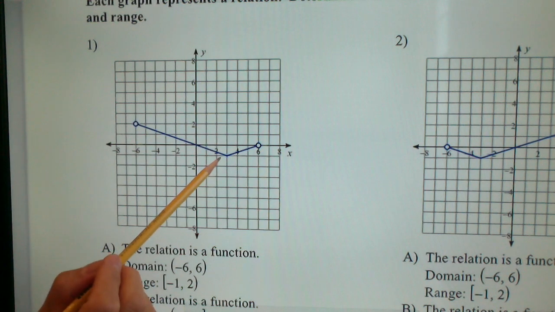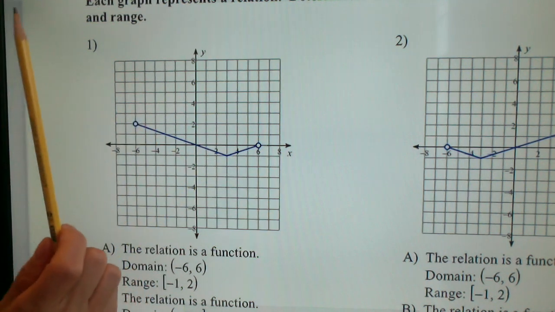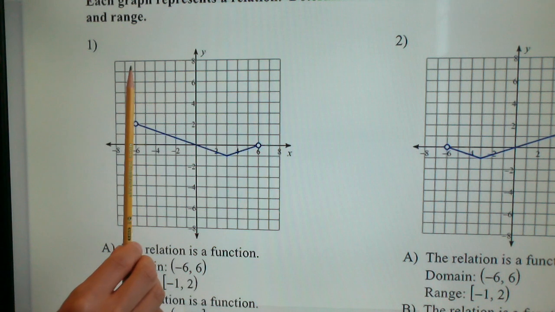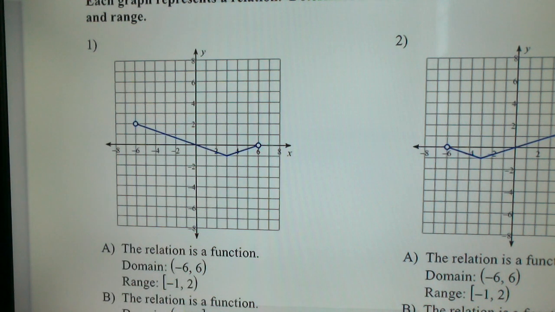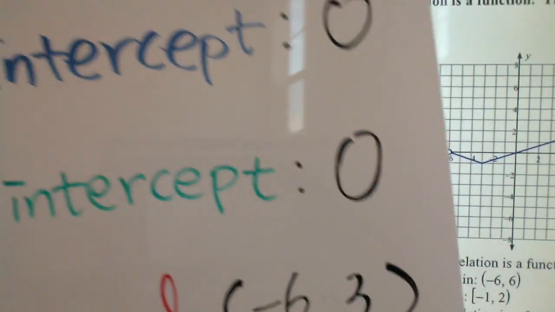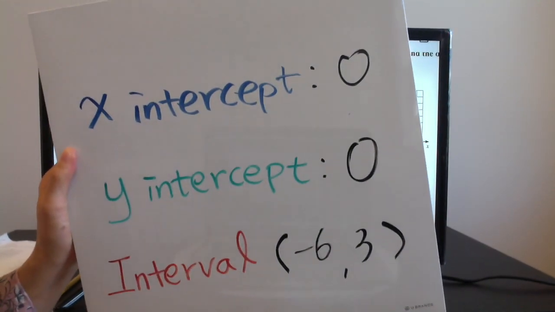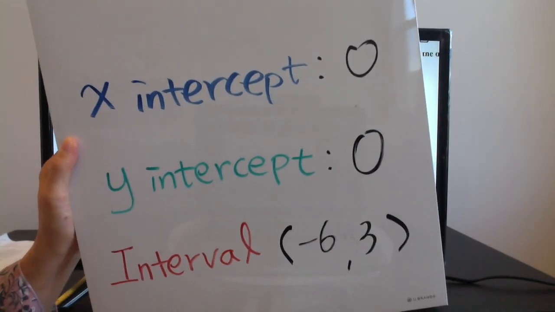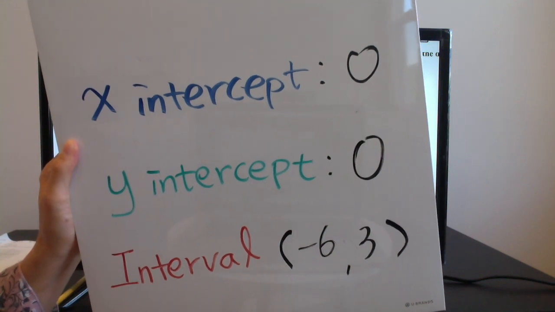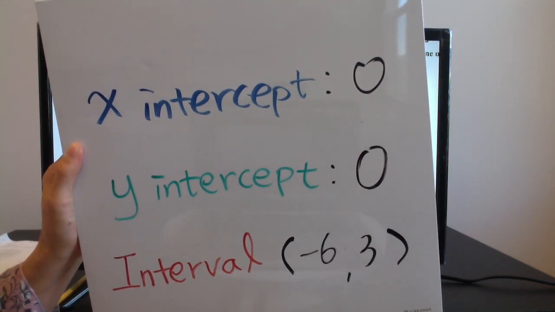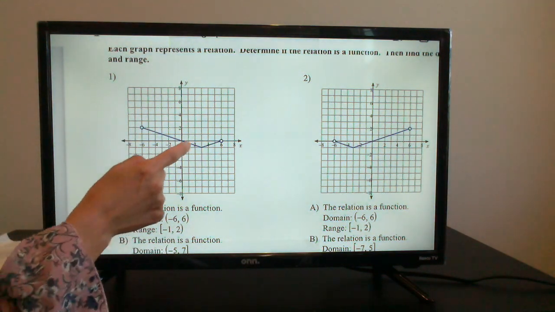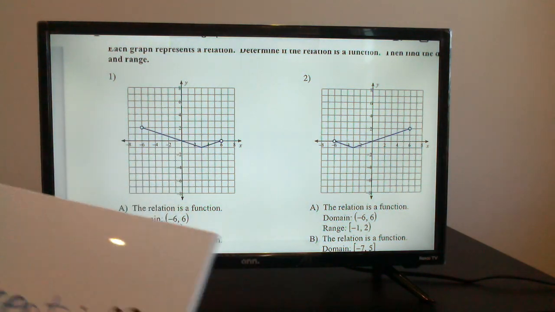And then it asked for the interval when the graph is decreasing, from here to here, right? This is going down, so decreasing. But we still have the answer in x terms. So x is -1 to 3. So here is the answer for you. Okay. Graph 1, x-intercept is 0. Y-intercept is 0. The decreasing interval is -6 to 3. So -6 to 3.